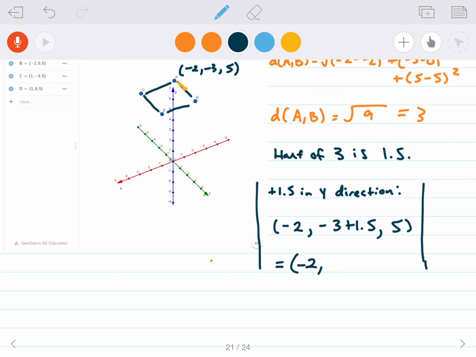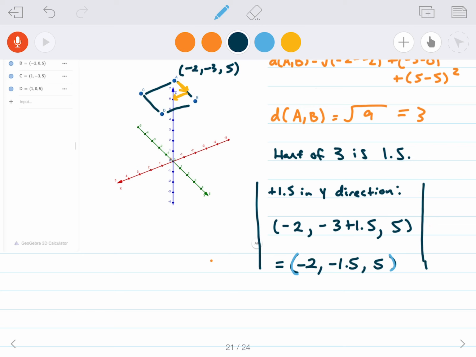Sorry, my brain isn't working that fast today, so I'm just cheating using the calculator a little bit. Okay, so we're at this point when we travel 1.5 in the y direction. That's this distance right here. Then what we want to do is travel 1.5 in the x direction, to get halfway there, because I'm trying to get to the center of the cube here.